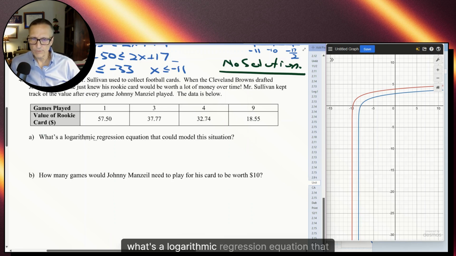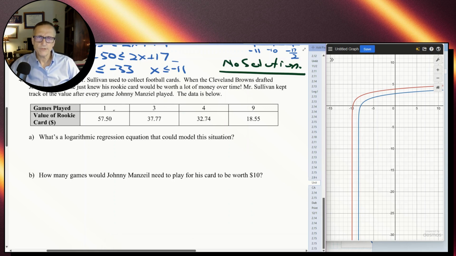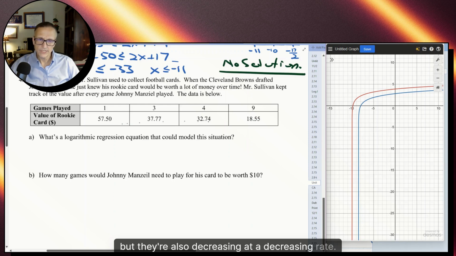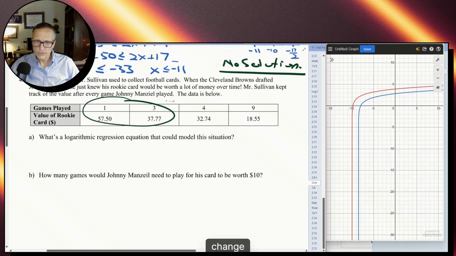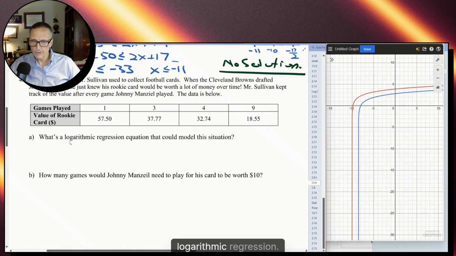And it says, what's a logarithmic regression equation that could model this situation? Well, it does make sense that this is a logarithmic regression, because if you take a look at what's happening as you move left to right through the data, the average rates of change are decreasing. So the values are decreasing, but they're also decreasing at a decreasing rate. I'm not going to go through the calculations here, but if you were to calculate the average rate of change of these three pairs of points as you move left to right, you'll see that they are decreasing. And so that makes it a good candidate for a logarithmic regression.